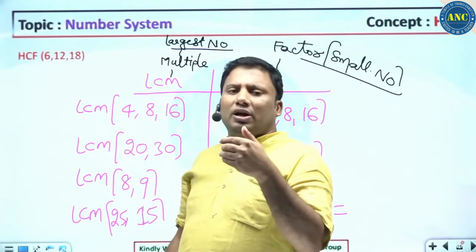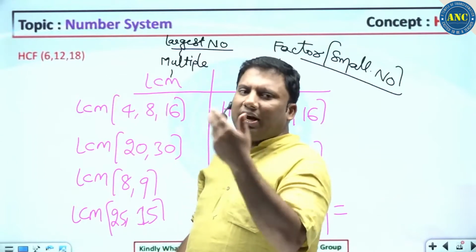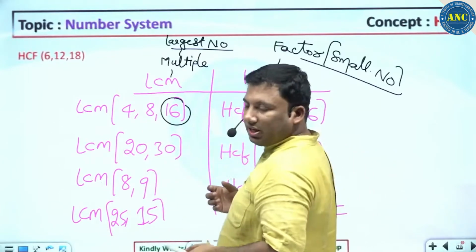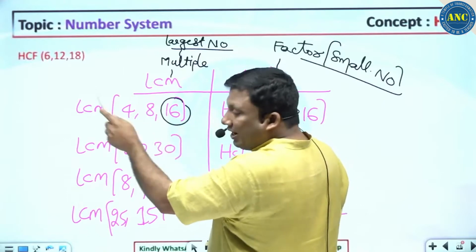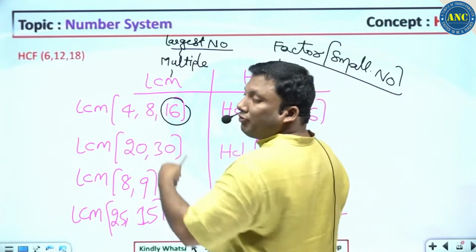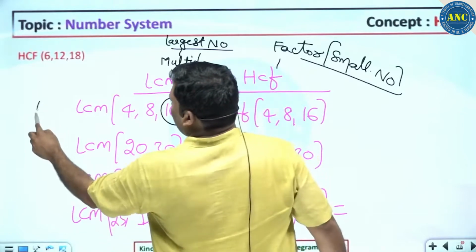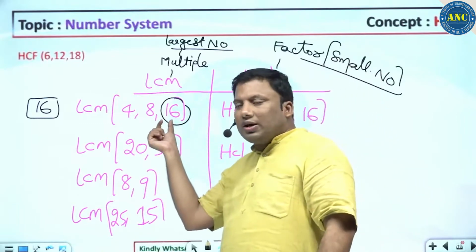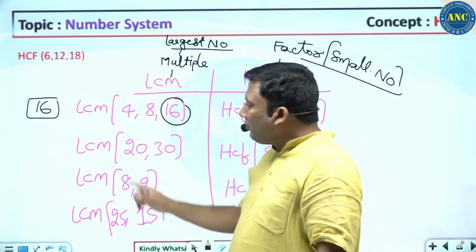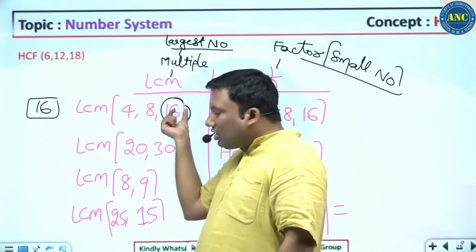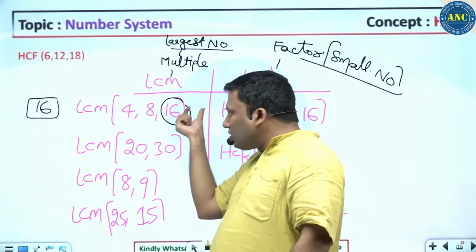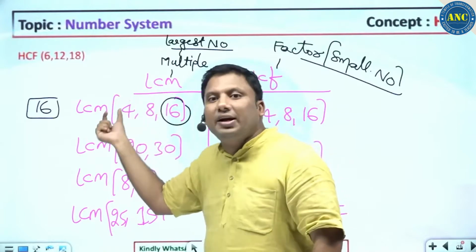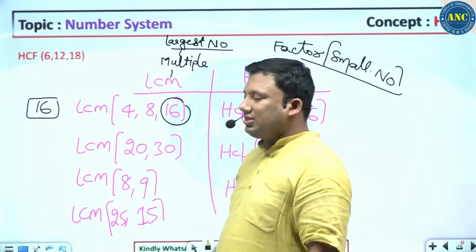What is the multiple of 12? 24, 36, 48, and so on. So, take the largest number. Largest number is 16. Check whether 16 is divided by every other number. 16 is 4 into 4. 16 is 8 into 2. Answer is 16. If the largest number is divisible by every other number, then the largest number is the LCM.